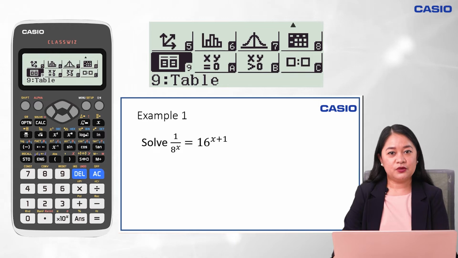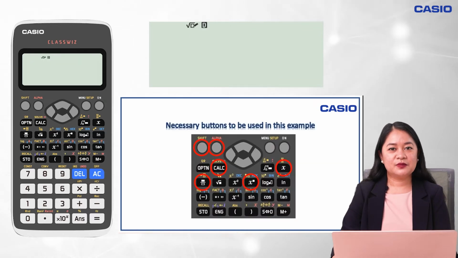In solving exponential equations, we normally apply the laws of exponents and properties of equations for exponential equations. That is, if b raised to x is equal to b raised to y, where b is greater than 0 except 1, and x and y are real numbers, then x is equal to y. But to solve this exponential equation, we will use the Calculate menu of the CASIO ClassWiz by pressing Menu and 1. The basic buttons to be used in our first example are the following: Shift, Alpha, Calc, X, Fraction key, and Exponential key.